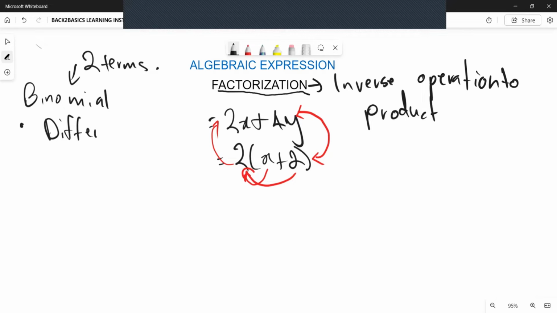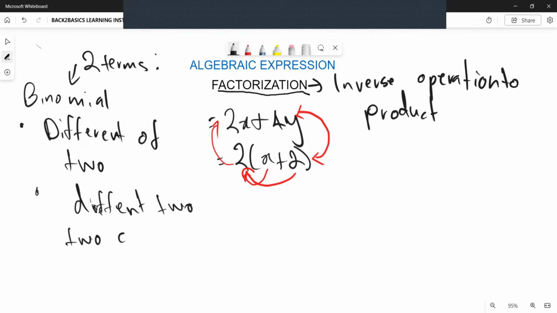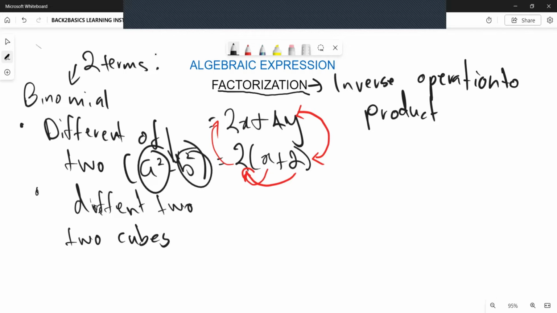Your difference of two squares, or you can look for your difference of two cubes, right? Now a difference of two squares can be, for example, a squared subtract b squared. Remember, difference is represented by a negative. So when you have a square number subtracting a square number, it gives us your difference of two squares, right? So these are some of the things that we do when we factorize.